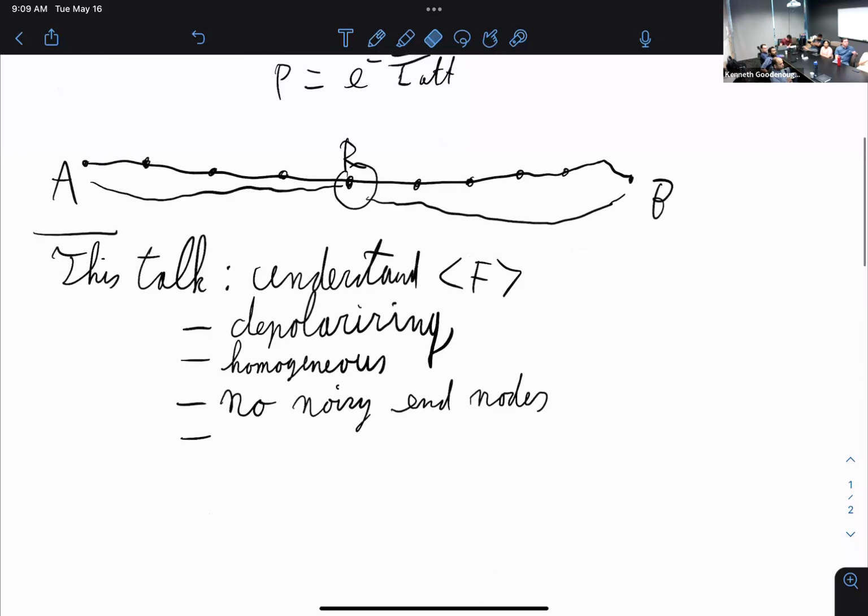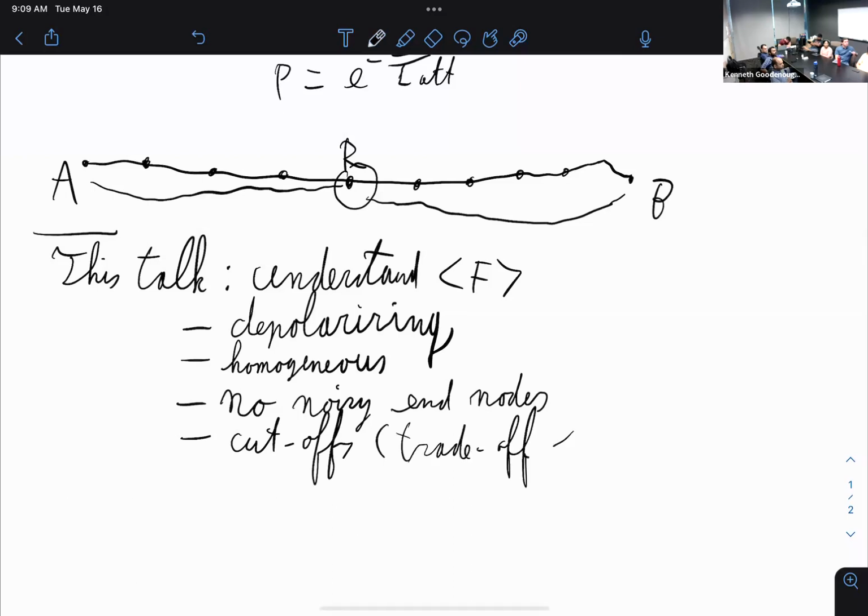Then I also want to discuss something called cutoffs. I won't go into detail now what these are, but they are a method that allows you to trade off the average fidelity at the cost of the rate at which you generate it. I'll explain this later in the talk. What is the definition of the average fidelity? I'll get later into more detail and also really like to define this properly.